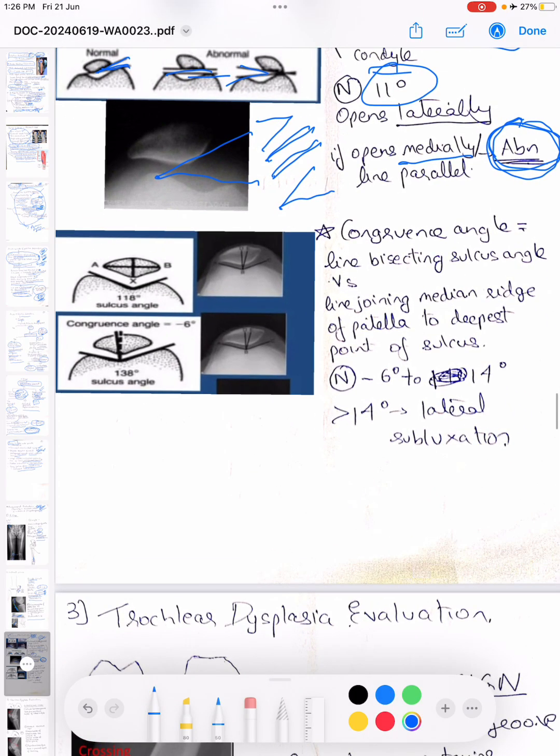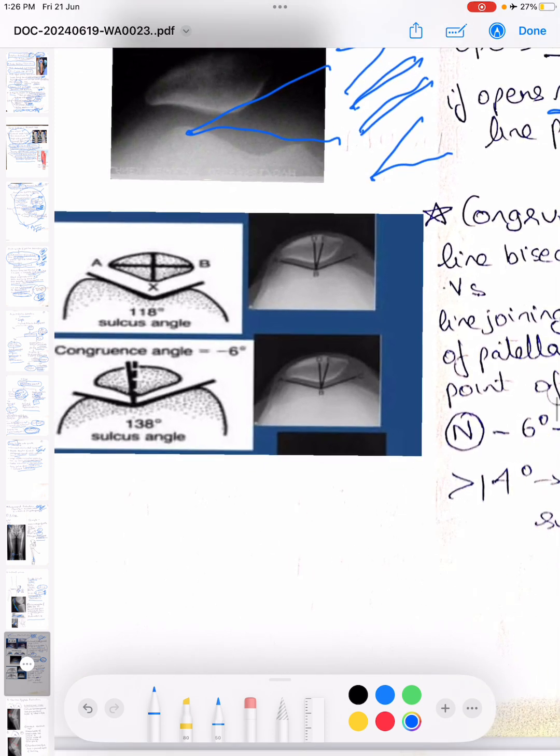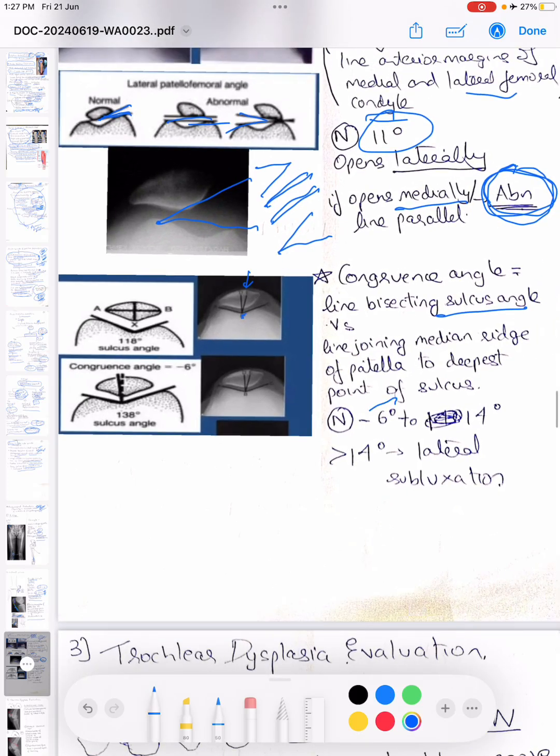Now the congruence angle. What is the congruence angle? It is the angle between two lines: the line bisecting the sulcus angle, and the line joining the median ridge of the patella to the deepest point of the sulcus. As you can see, the two lines are the one bisecting the sulcus and the one joining the median ridge of the patella to the deepest point of the sulcus. So normally the congruence angle is 6 to 14 degrees.